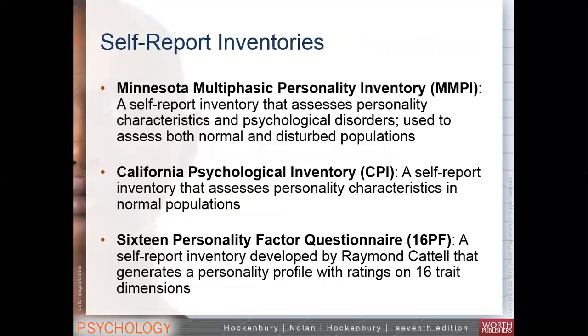So we have three other kinds of tests here. Outside of a projective test, we have what we refer to as self-report inventories. So we have the MMPI, the CPI, and the 16PF, which we talked about briefly before. These are sit-down paper and pencil tests where you get an idea of how you rate yourself on all of these dimensions.